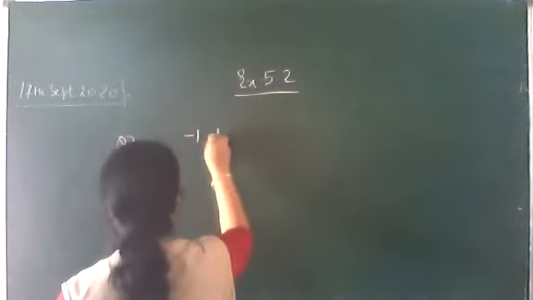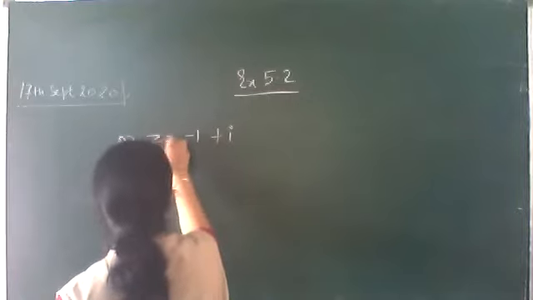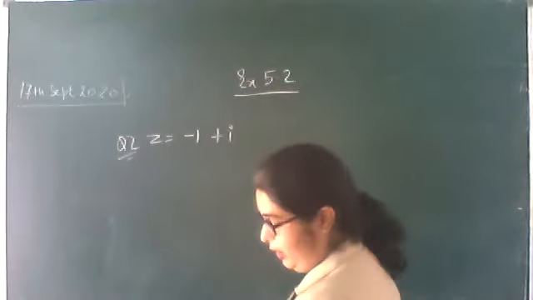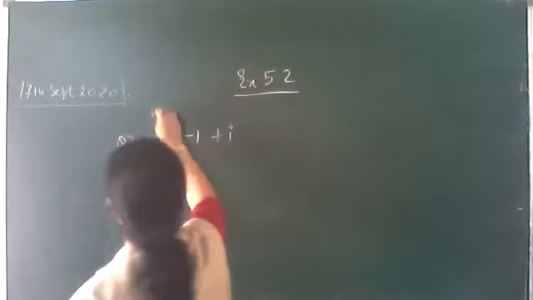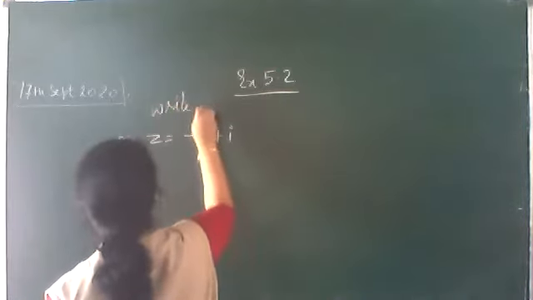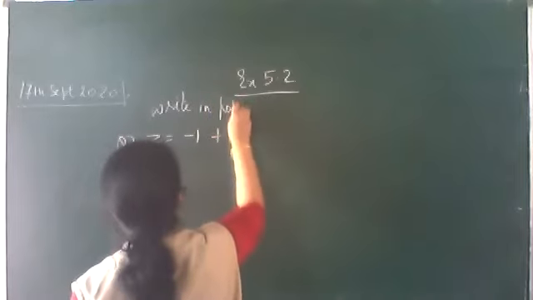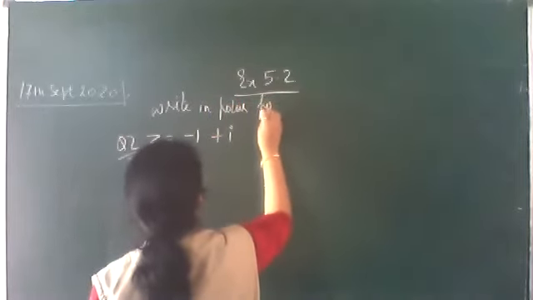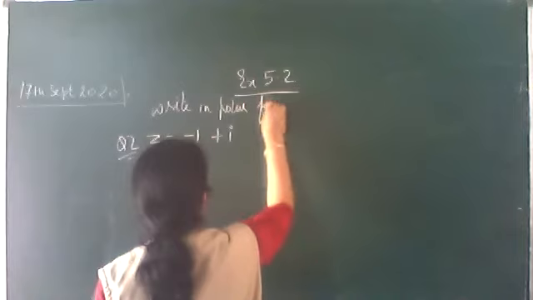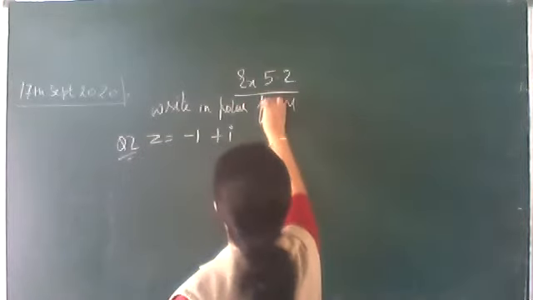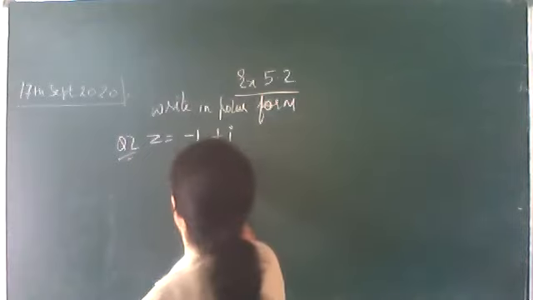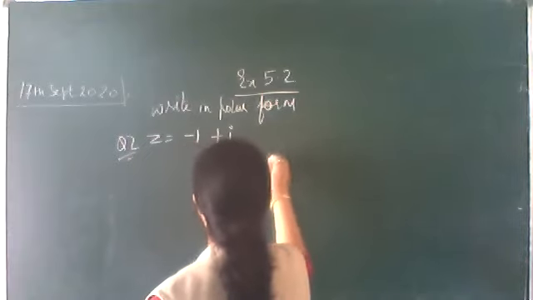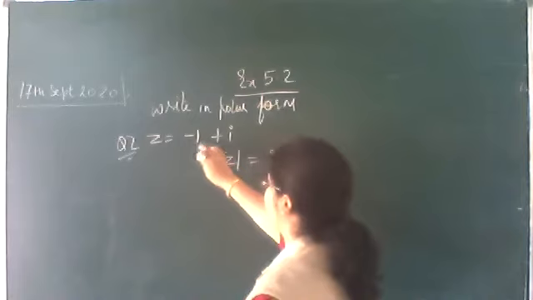If z is equal to minus 1 plus iota, write it in polar form. Question is what? Write in polar form. Clear? So how can we write it in polar form? For that also we need modulus of z. So modulus of z, that is equal to r, which is equal to what?